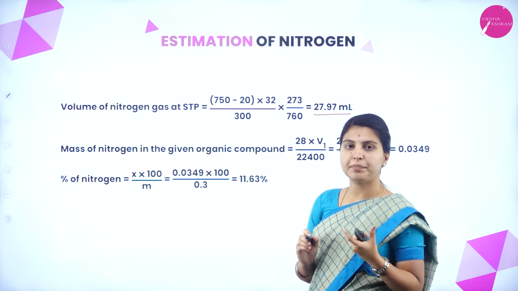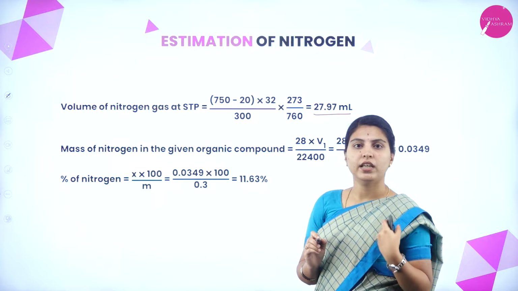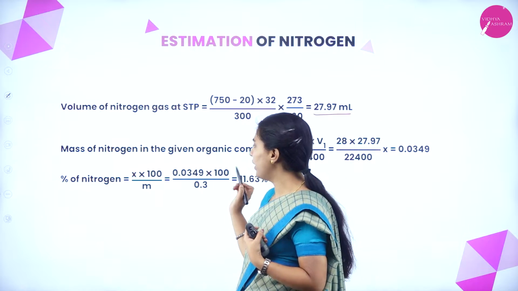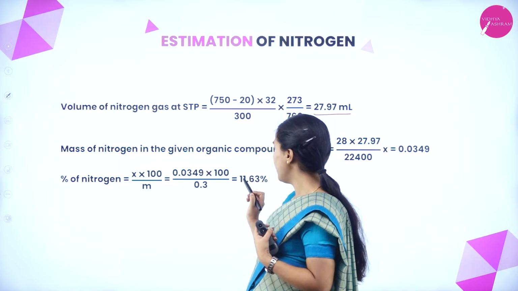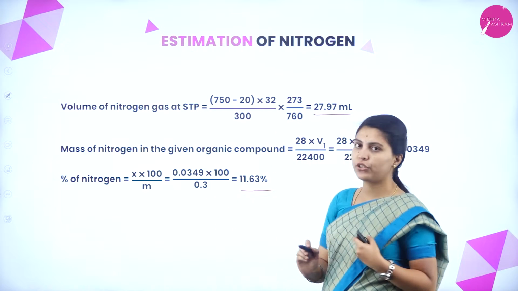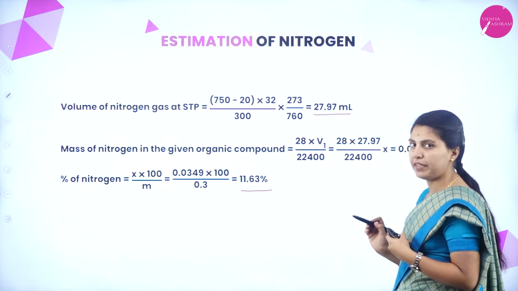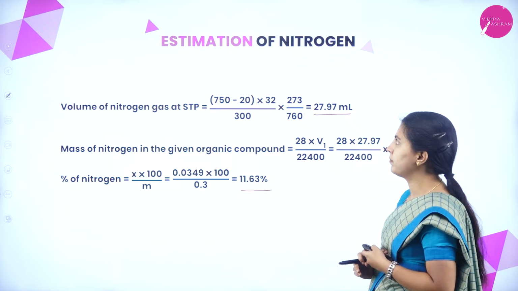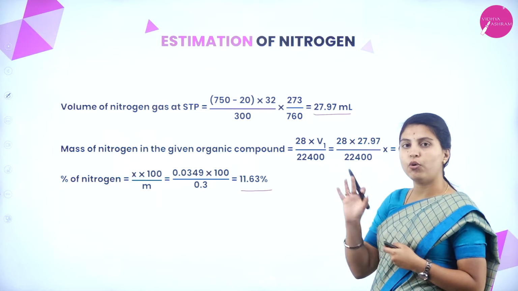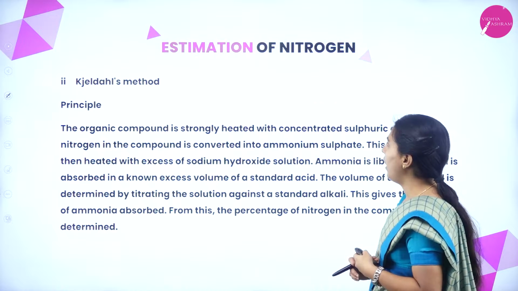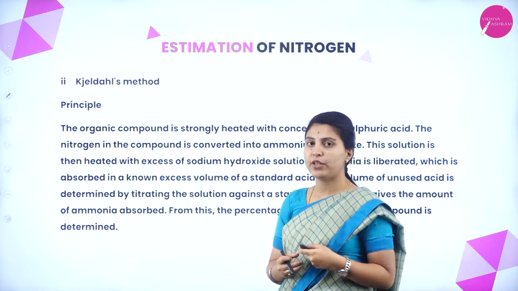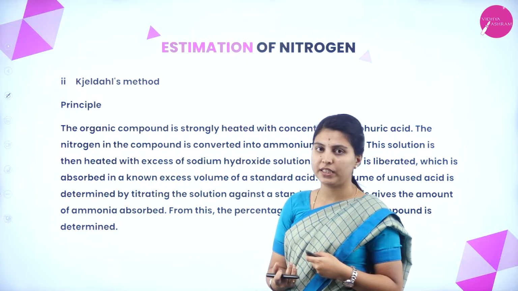How will you find out the percentage? Whatever mass you got, divided by the given mass, into 100. You got this mass and the mass already given here, into 100. 11.63% of nitrogen was present in that compound. This is about the overall estimation of nitrogen by Dumas method. And the estimation of nitrogen can be done by other methods also.